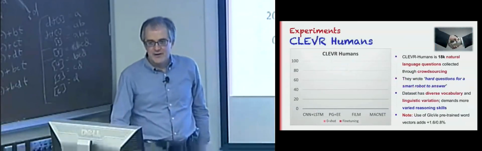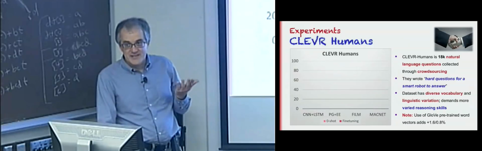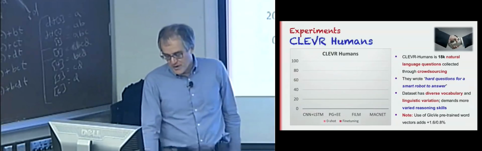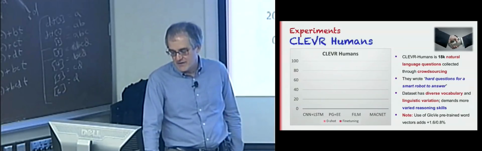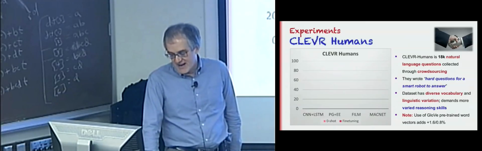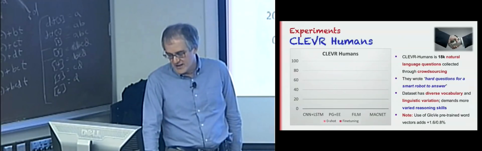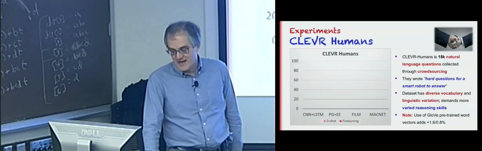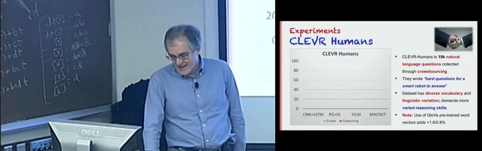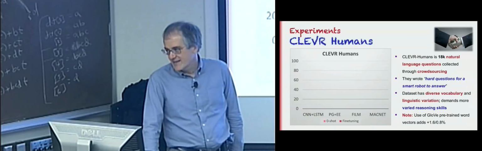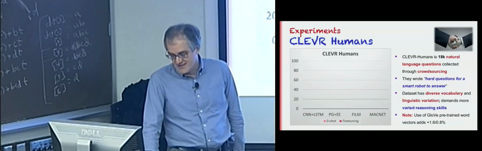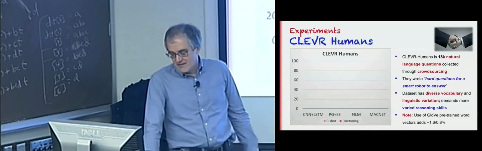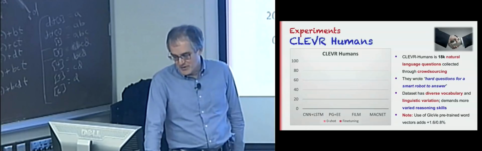Okay, so all of those questions were constructed, so you might then also wonder about what happens when there are real questions. So there's this second data set of CLEVR humans where they collected 18,000 real questions through crowdsourcing. The humans were essentially told to write questions that would be hard for a smart robot to answer about the scene. The questions still had to have as their answer one of those 28 words, but they could be arbitrary questions with whatever vocabulary and linguistic variation and reasoning skills the person wanted to use.